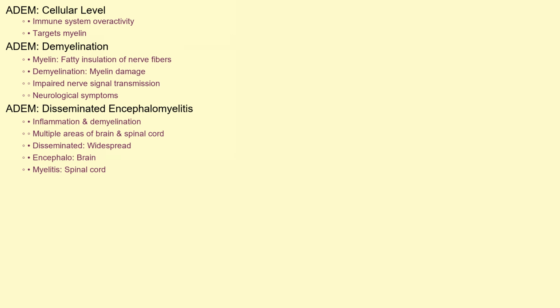Now let's talk about what happens at a cellular level. In ADEM, the immune system becomes overactive and targets myelin, the fatty substance that insulates nerve fibers. This process is called demyelination. When myelin is damaged, nerve signals can't transmit properly, leading to a variety of neurological symptoms. The inflammation and demyelination occur in multiple areas throughout the brain and spinal cord, which is why it's called disseminated encephalomyelitis. Encephalo refers to the brain, and myelitis refers to the spinal cord, highlighting that both are affected.